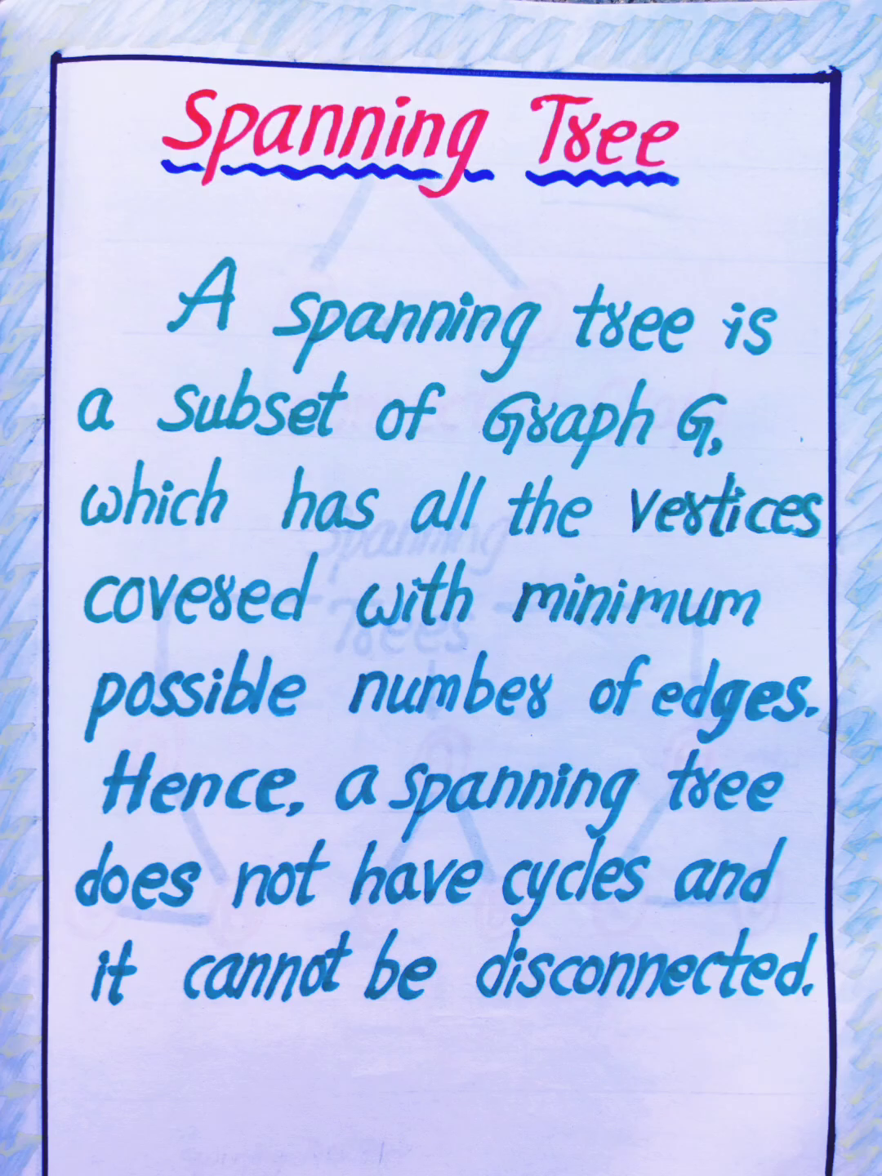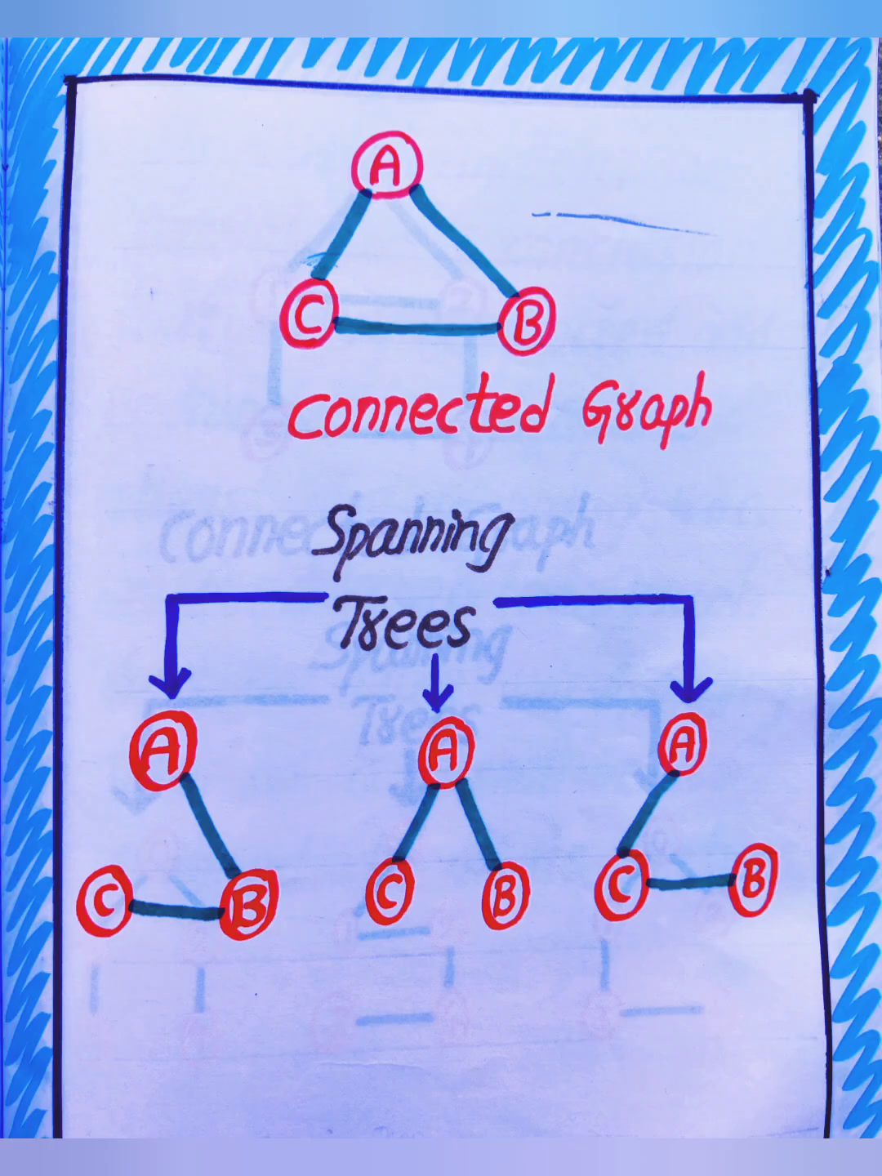In this video, you can watch notes on spanning tree. A spanning tree is a subset of graph G which has all the vertices covered with minimum possible number of edges. Hence, a spanning tree does not have cycles and it cannot be disconnected.